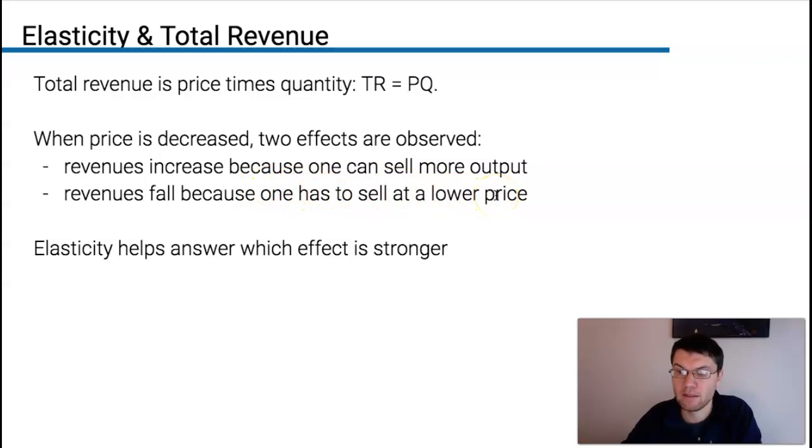So again, because of the law of demand, you have two opposing effects. On the one hand, lower price allows you to sell more. On the other hand, lower price means lower per unit earnings. And so elasticity helps answer which effect is stronger when you reduce the price. Do you increase your revenues by selling more, or do you reduce your revenues by charging a lower price?